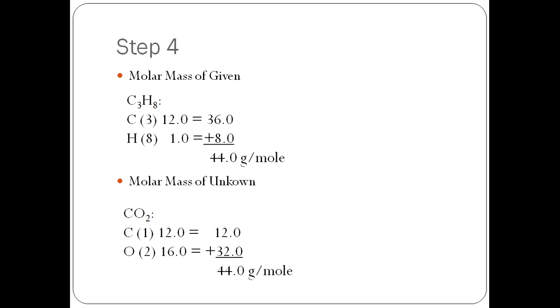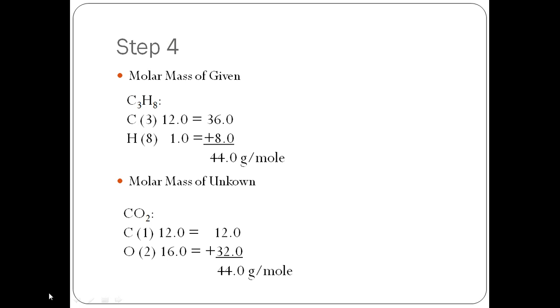Okay. Step 4, you got to use the molar mass. You have to find the molar mass of the given and molar mass of the unknown. The molar mass of the given is C3H8. You have 3 carbon atoms and 8 hydrogen atoms. The mass of carbon is 12, the mass of hydrogen is 1. You multiply across, so 3 times 12 gives you 36, 8 times 1 gives you 8. You add those 2 numbers and you end up with 44 grams per mole. That's the molar mass of propane.